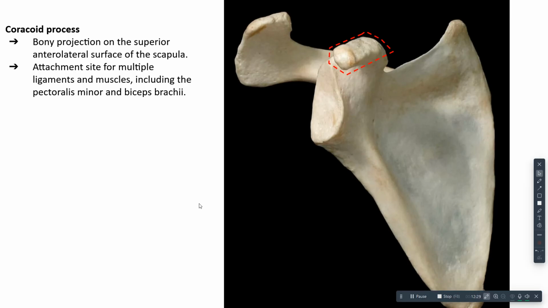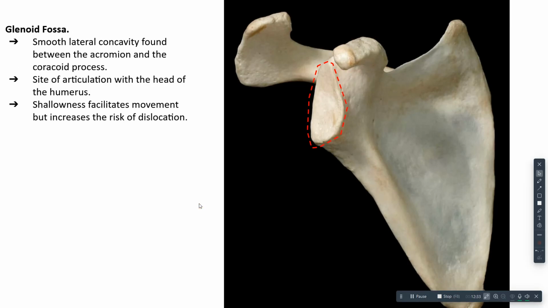And now we've got another structure. I think this is our final structure we're going to do. Let's see. There it is. That is the glenoid fossa. That is a very lateral, smooth concavity, kind of tucked between that acromion here and that coracoid right there. So there's the acromion, there's the coracoid, and this is where the head of the humerus comes in.